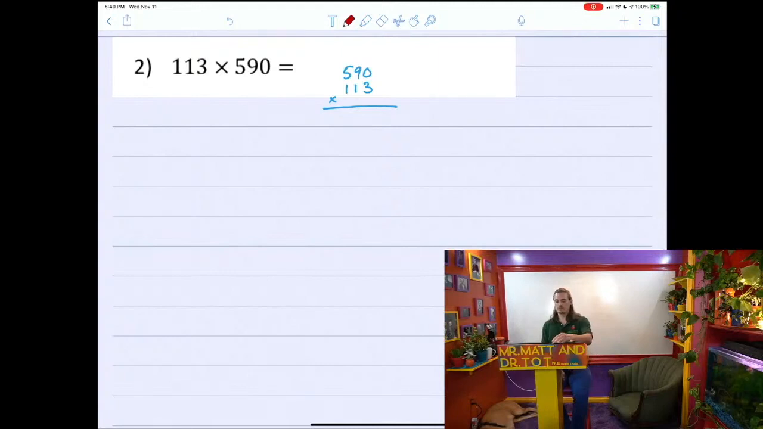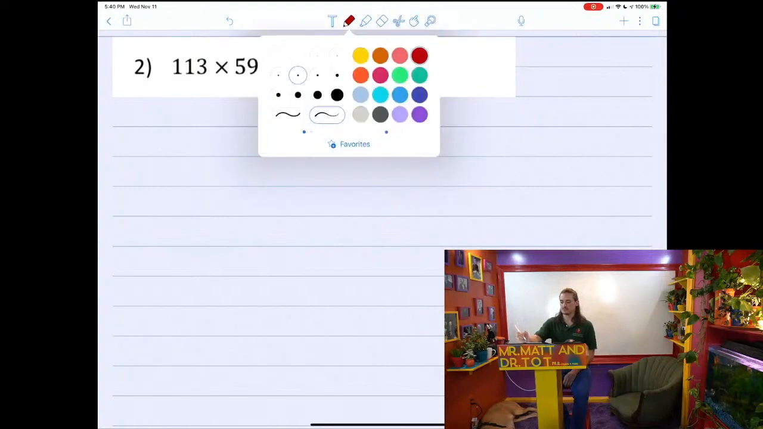Okay, so starting with the ones digit, we're going to have 3 times 0, which is 0. 0 times anything is 0. 3 times 9 is 27, so keep the 7, carry the 2. 3 times 5 is 15. 15 plus 2 is 17. There's no other digit to carry over into, so we just simply write the 17.